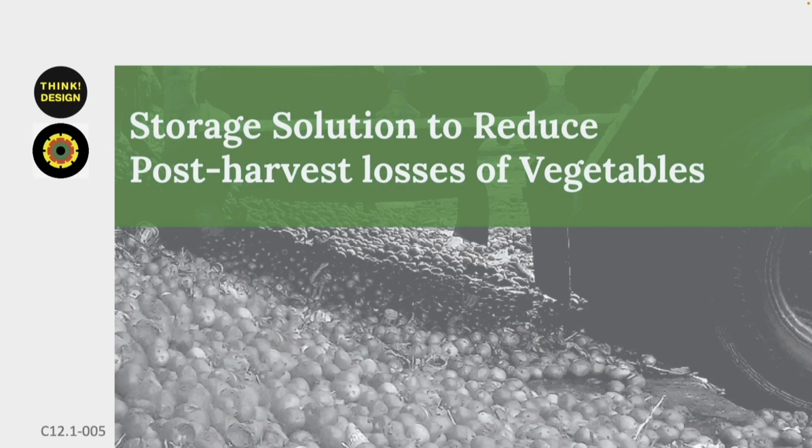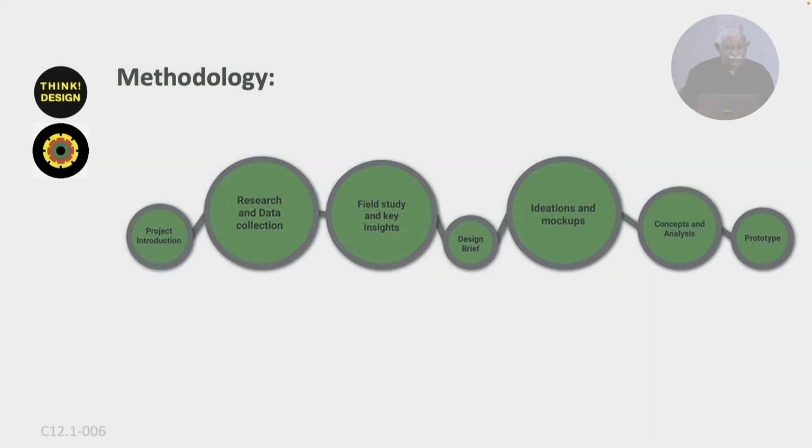This is the title of the project, Storage Solution to Reduce Post-Harvest Losses of Vegetables. So, it has gone through the design thinking process. Okay, so that is the introduction to the project. The first phase is of course the initial research and collection of data, the existing data as well as field studies.